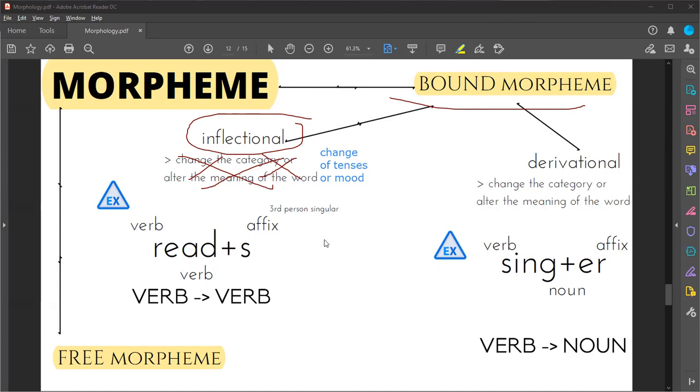So, okay, I will just continue, even though I cannot access the annotate pencil.